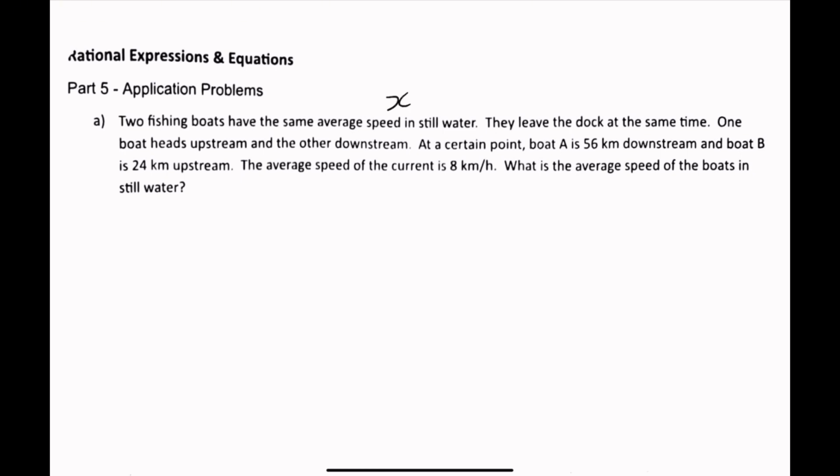They leave the dock at the same time. One boat heads upstream and the other downstream. And then at a certain point, boat A is 56 kilometers downstream and boat B is 24 kilometers upstream. The average speed of the current is 8 kilometers per hour. What is the average speed of the boat in still water?